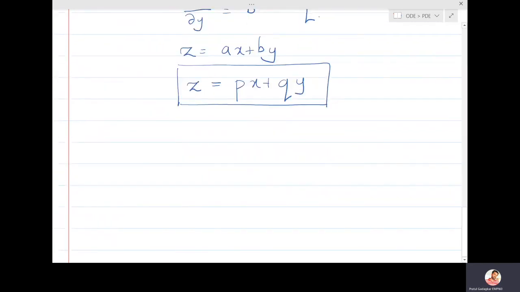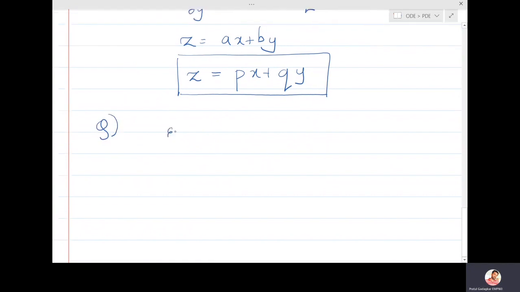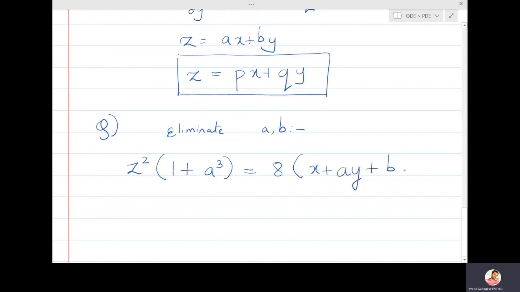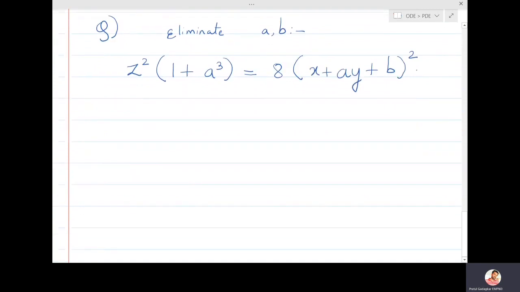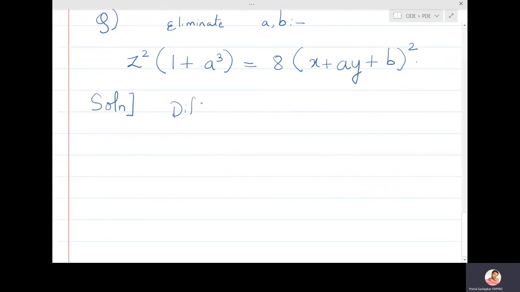Let's take a slightly more complicated question now. Suppose I eliminate a and b from the equation of a surface, z squared into (1 plus a cubed) is equal to 8 into (x plus ay plus b) whole squared. How am I going to do this? Certainly this represents a very complicated solution when I change the values of a and b. So let me differentiate partially with respect to x and y respectively.